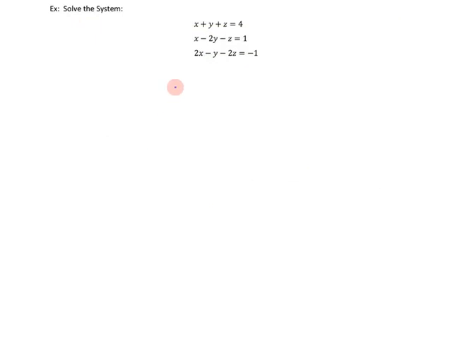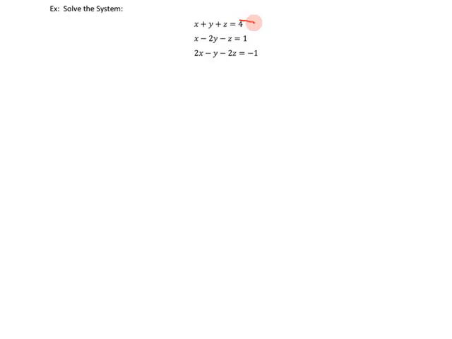x plus y plus z is equal to 4, x minus 2y minus z is equal to 1, and 2x minus y minus 2z is equal to negative 1. Now, the best suggestion I have, and of course you've got a lot of choices here, is find one of the variables that has a coefficient of 1 or negative 1. And we're going to use that equation to eliminate that variable.